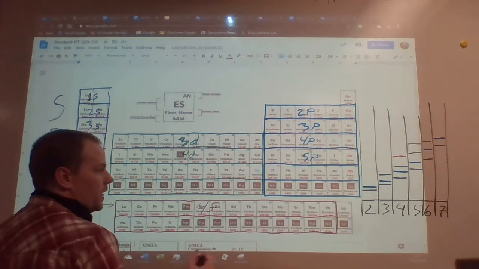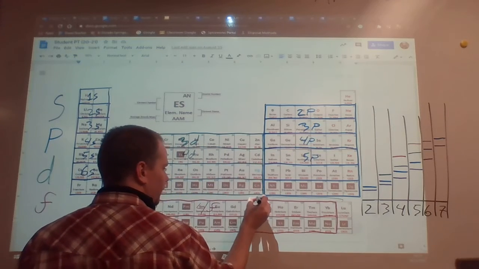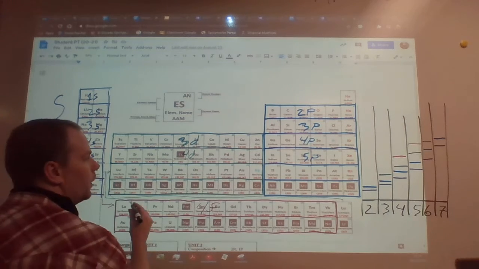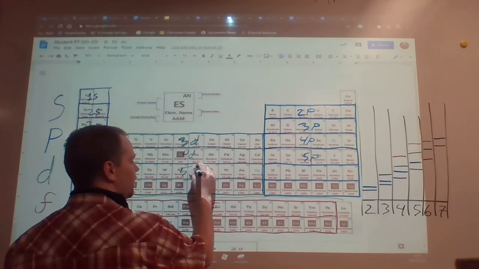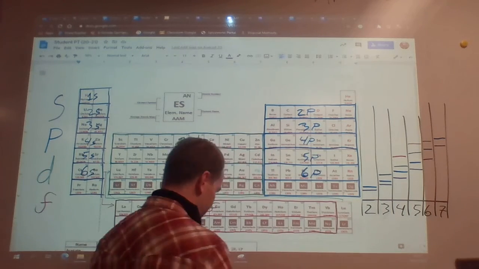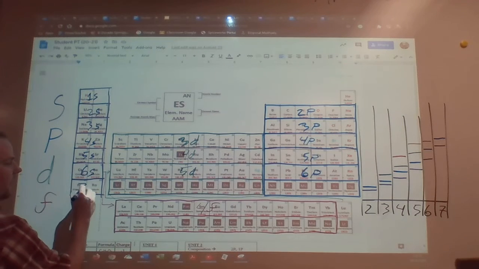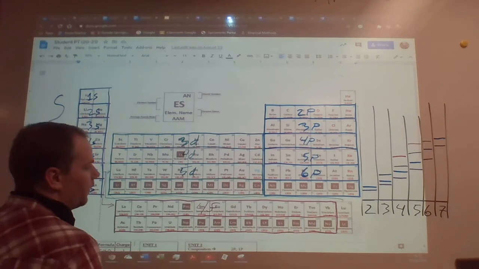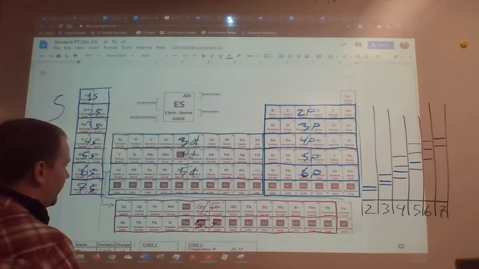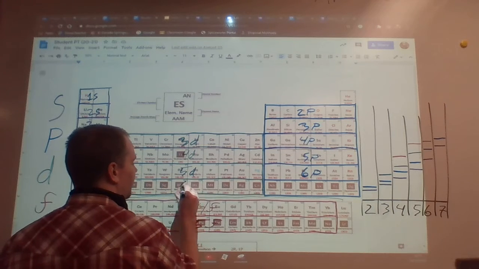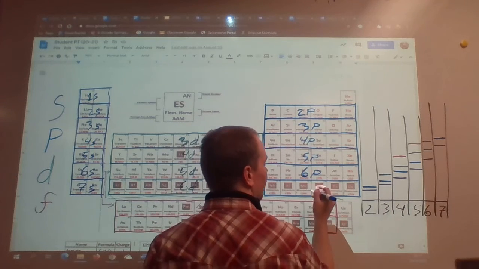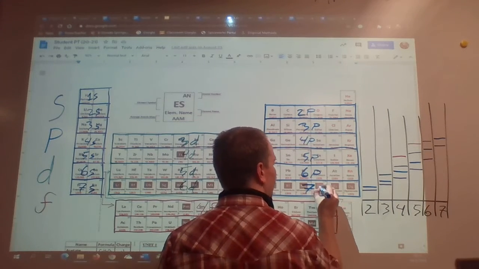Then after that, we head back up where we left off with 5D, then 6P, 7S, 5F, 6D, and last but not least, 7P.